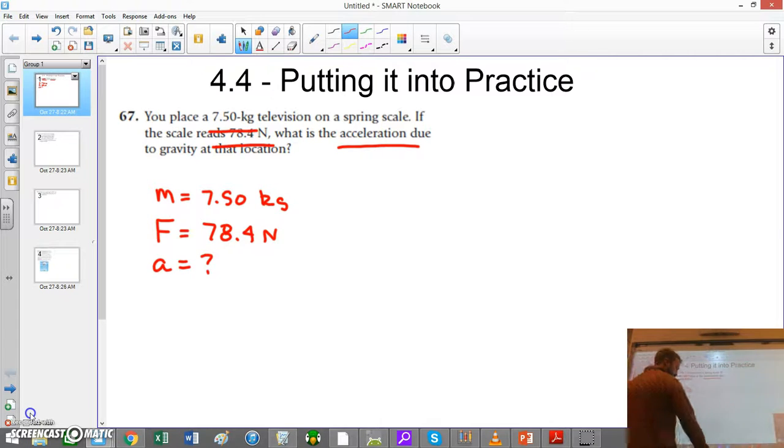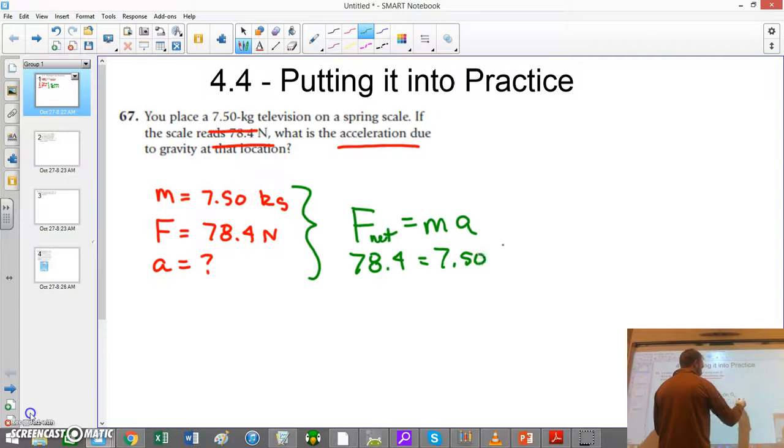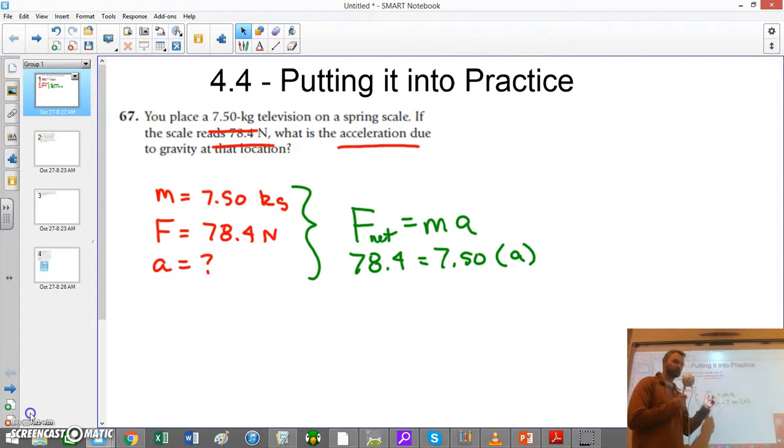So I think to myself, I wonder if there's an equation that involves all of these things, and there is. I know my force is 78.4. I know that my mass is 7.50. I'm looking for my acceleration. Now, I write the net force, and that's the only force acting on this right now. Even though there's a spring, it's being pulled down by gravity, and there's a normal supporting force on this thing. So I'm looking for gravity.